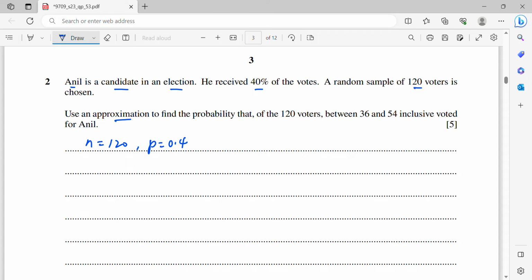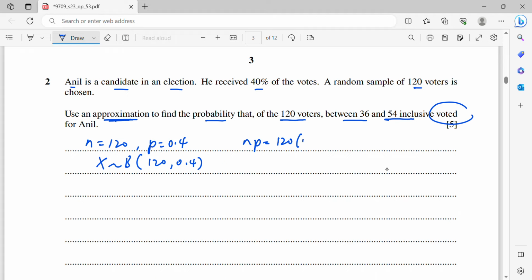Now use an approximation to find the probability that out of 120 voters, between 36 and 54 inclusive, voted for Anil. Since n is the number of voters, this is binomial distributed, because it is discrete. So I will write B(120, 0.4). Since n is large, and it's given in the hints here as well, you need to use approximation. So we need to get the np and npq, and this will be approximate to normal.